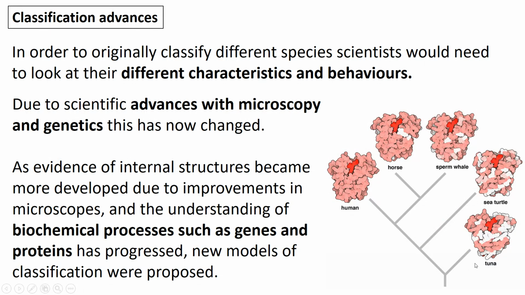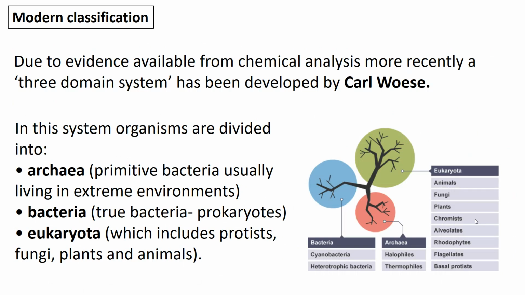We can start to look at the similarities between these specific proteins in all these different species and work out their evolutionary relationships, not just looking at things like their bone structure in the way that we would have done before we understood about genes and proteins. So the advances with technology mean that we can classify organisms a lot more efficiently. So we needed an adaptation to the Linnaean model, and we did that through a scientist called Carl Woese, who developed a 3-domain system.